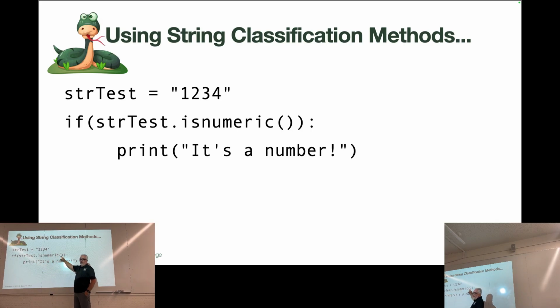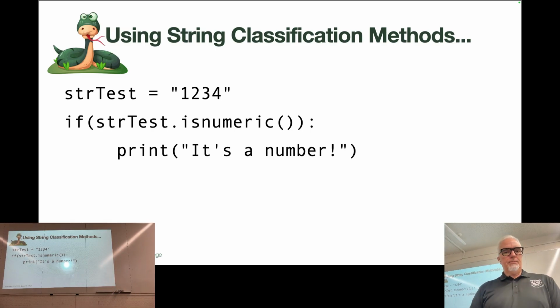I still include parentheses, even though there's nothing that goes in there. It does not take arguments, but I still have to include the parentheses. So just something to park in your brain. You'll get reminded by PyCharm as soon as you forget. Okay, and then we have a colon. And so if that comes back true, it prints it's a number.